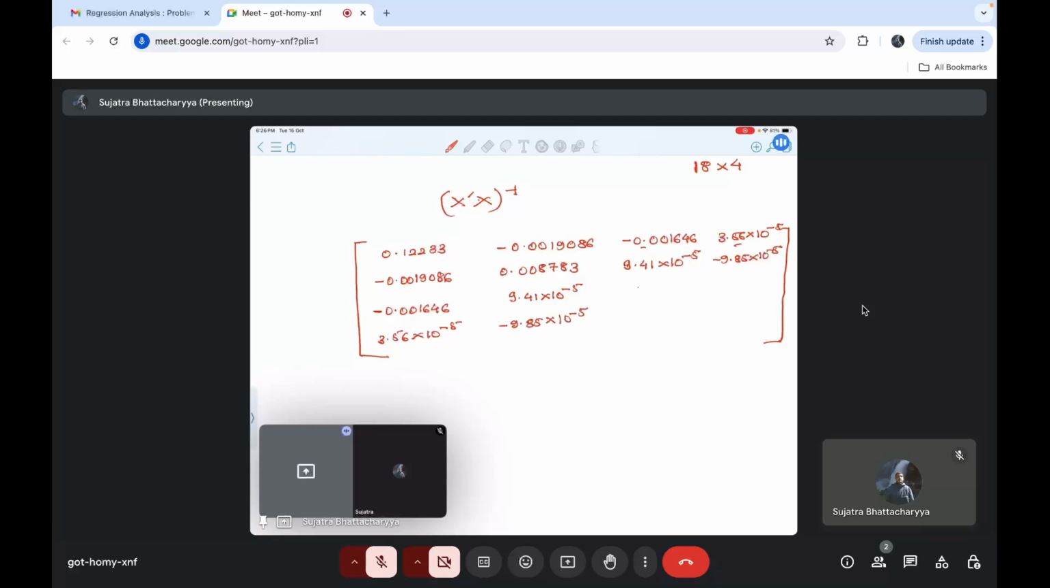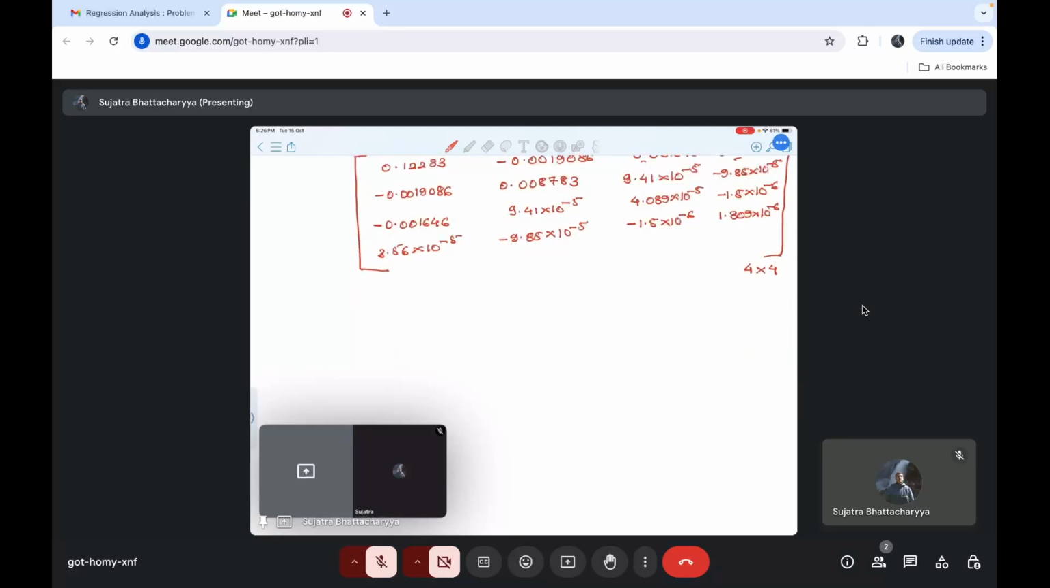Well, the third one, this will be unique. It will be 4.089 into 10 to the power minus 5. And here it will be minus 1.5 into 10 to the power minus 6. This is also same. And finally, this is again a unique quantity because this is a diagonal element into 10 to the power minus. So this is the 4 by 4 X prime X inverse. So this is the inverse of the X prime X matrix.